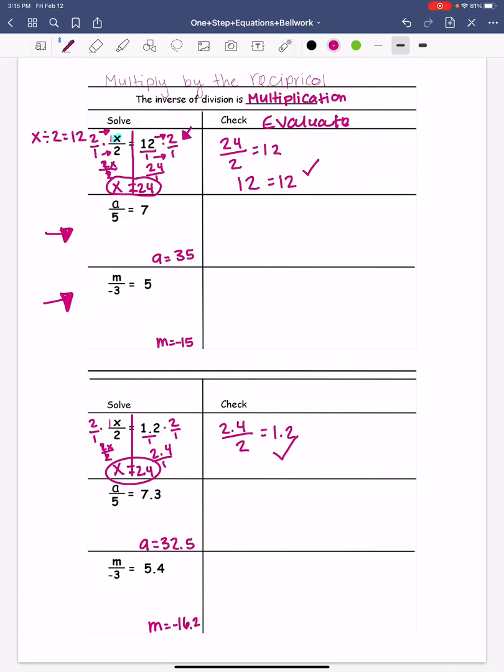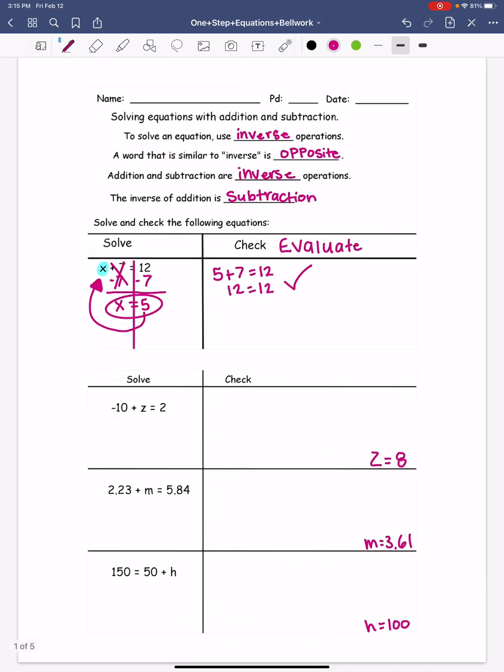That is a quick refresher for how we solve one-step equations. If you guys have any questions, just reach out and let me know.